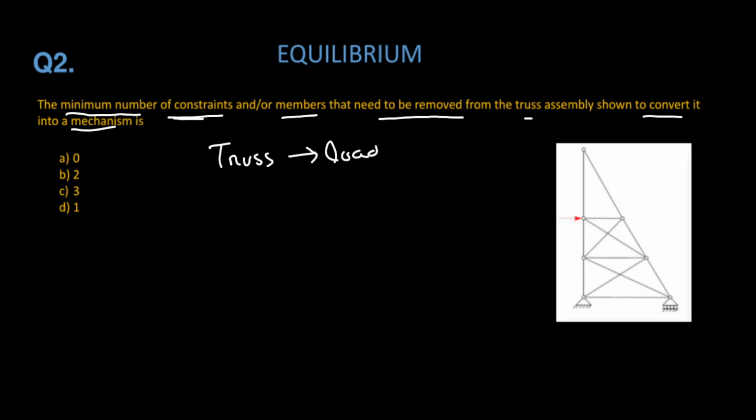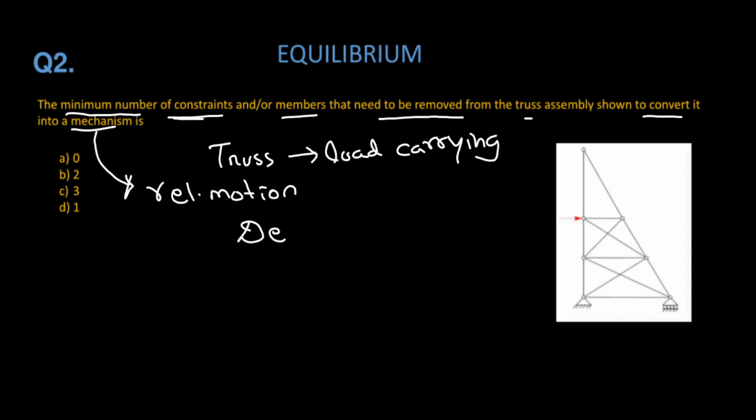Load carrying. Mechanism means there will be relative motion between the components. Relative motion will be there, so it is not static. So in that case, it is an example of a deficient truss. In that condition, what was the condition? The unknowns were less than the equilibrium equations.